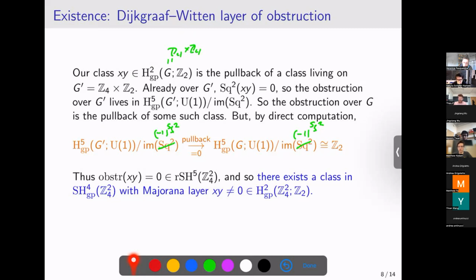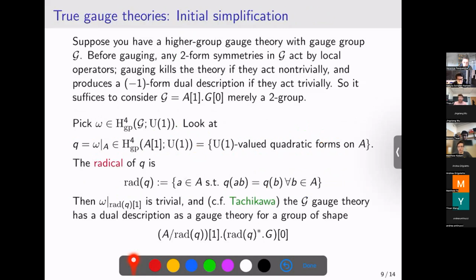And then the last thing I wanted to tell you was why having a non-trivial Majorana layer prevents you from being a true gauge theory. Unfortunately, I think I have to say this too quickly because I have 5 slides in 10 minutes. You can take your time. I think there are now a couple of calls.